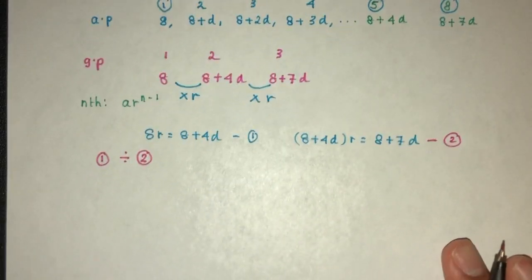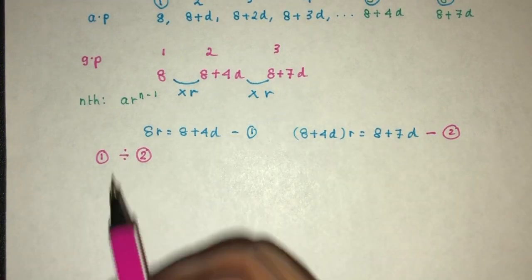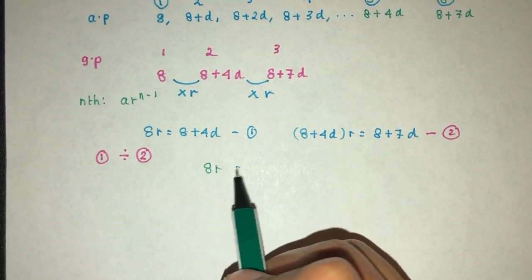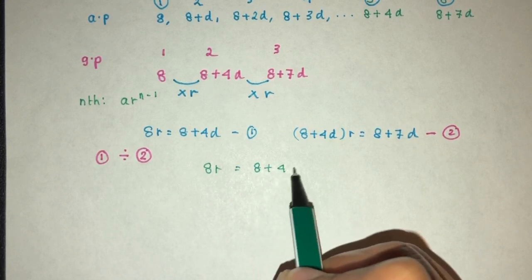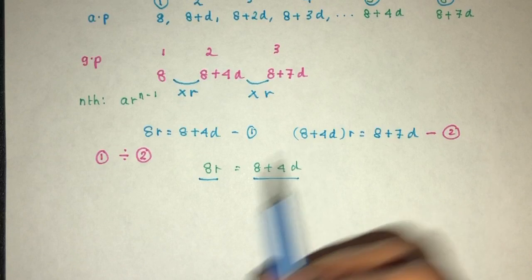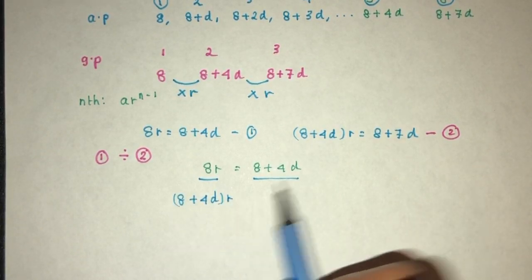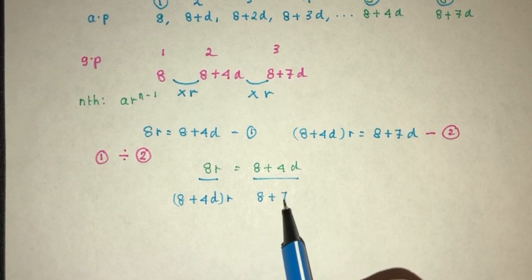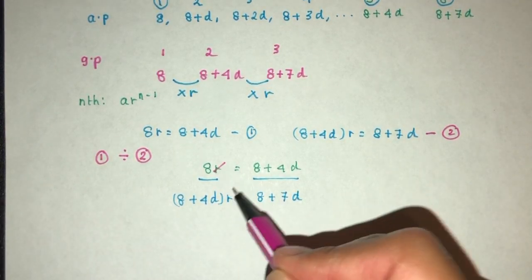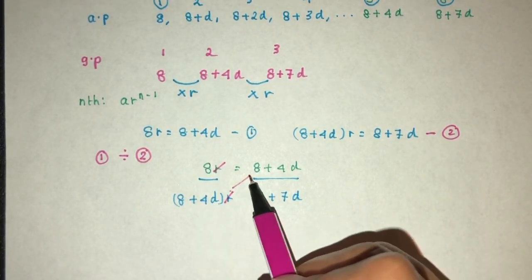You can try this if you want to as well, or you can solve this simultaneously, right? But here you can try this. So number 1 we have 8r equal to 8 plus 4d. Now I divide by number 2, which is 8 plus 4d times r over 8 plus 7d, right? Now we can simplify. This and this will cancel out. Okay, so right now we can cross multiply.